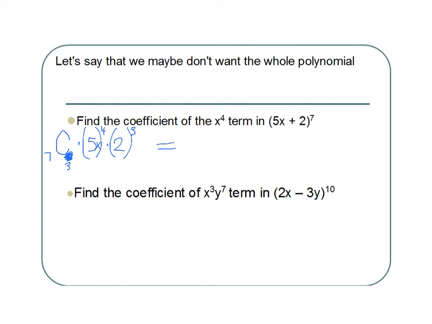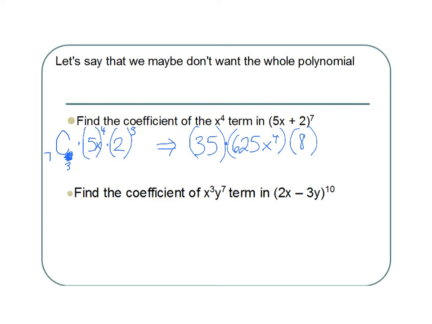So this is going to end up getting me a 35 times, and then I'm going to have a 5 to the 4th power. That's a 625 x to the 4th. And then the next term is 2 to the 3rd. That one I can do in my head, it's just 8. And then I would multiply all of those together.